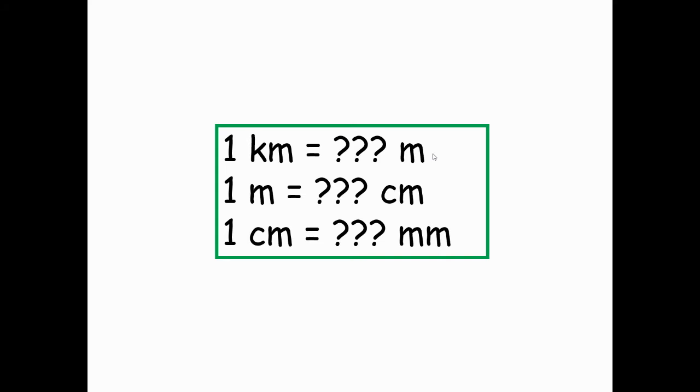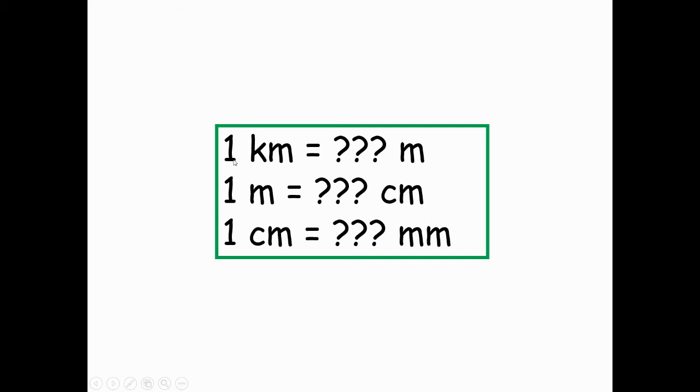So 1 kilometer equals some amount of meters, 1 meter equals some amount of centimeters, and 1 centimeter equals some amount of millimeters. Now, hopefully you know these answers. Hopefully you've already said them out loud or written them down. But if you didn't, I'll talk you through them now.